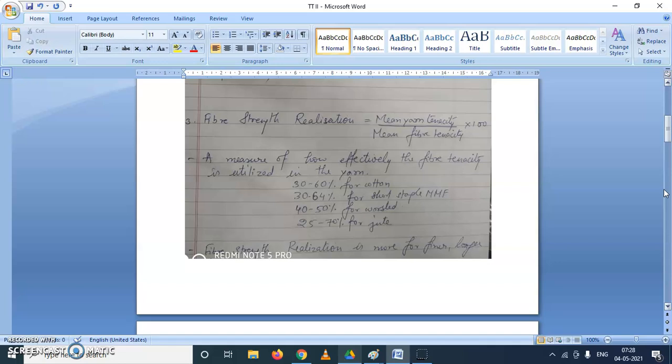In case of cotton fibers, it is 30 to 60%, and these numbers are given as 30 to 64% for short staple man-made fiber. For filament yarns, it will be higher, obviously. So fiber strength realization gives us an idea about how the fiber contributes to the yarn strength. Fiber strength realization is more in case of finer and longer fibers.